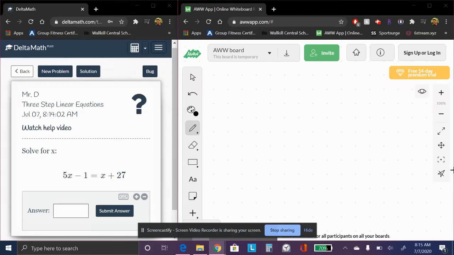In today's video, we're going to be looking at three-step linear equations. More specifically, our equations are going to have variables on both sides of the equal sign. What you have to do in these scenarios is get all the variables from one side to the other by doing the inverse operations, just like we did with the constants in the two-step linear equations. So in this equation right here, 5x minus 1 equals x plus 27.